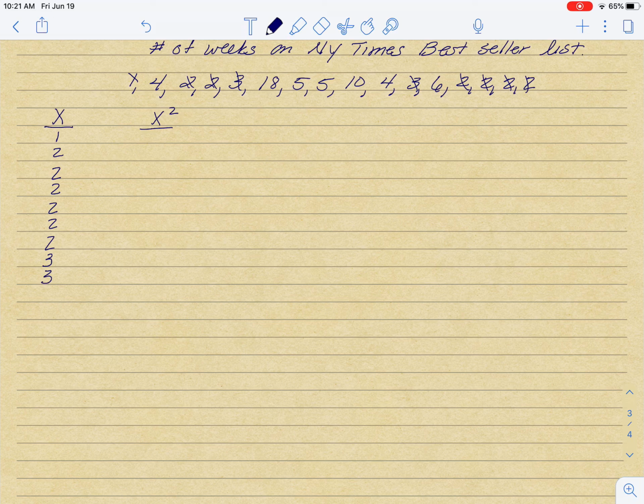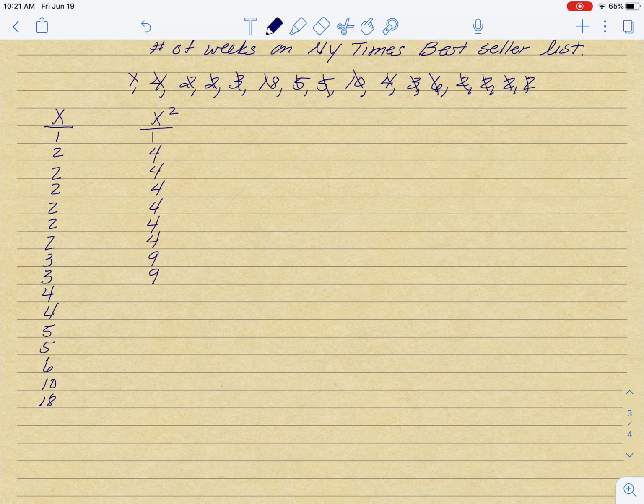twice, and then 4, 1, 2 times, and then 5 twice, 6 once, 10 once, and 18 once. I wonder what that 18 was. All right, now we got to square each of these numbers. So 1 squared is 1, 2 squared is 4, 4, 4, 4.